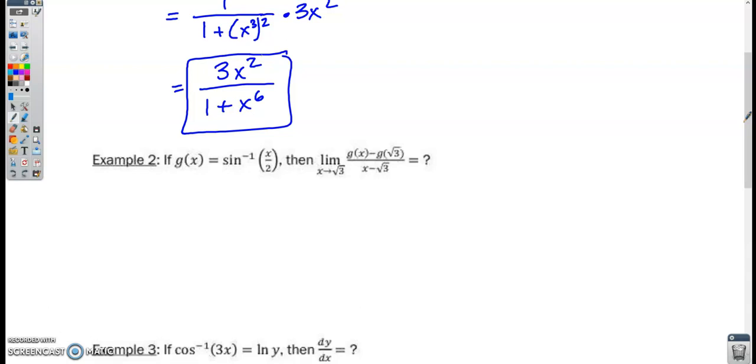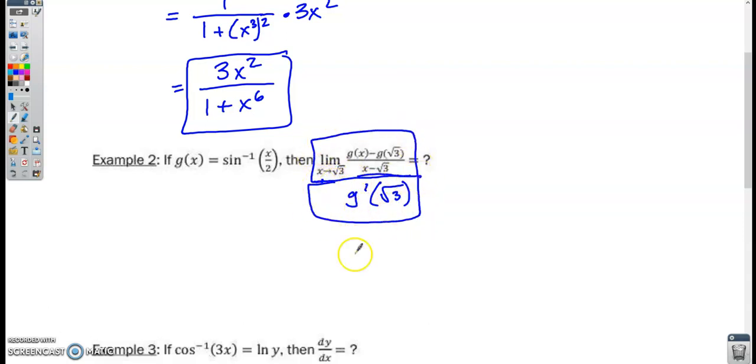If g of x equals arcsine of x over 2, then the limit as x approaches square root of 3 of g of x minus g of square root of 3 over x minus square root of 3 is equal to what? You should recognize that this is the limit definition of g prime evaluated at square root of 3. So we want to find g prime of x for this function.